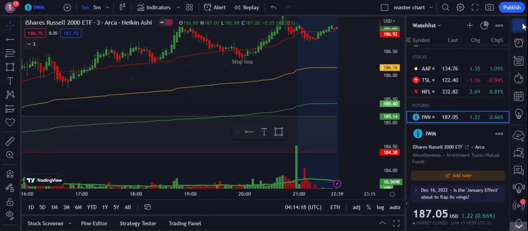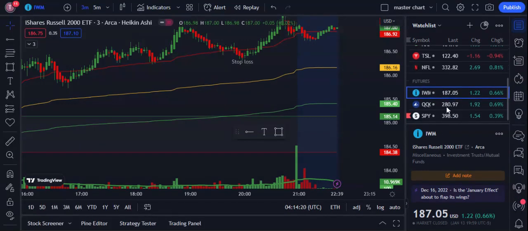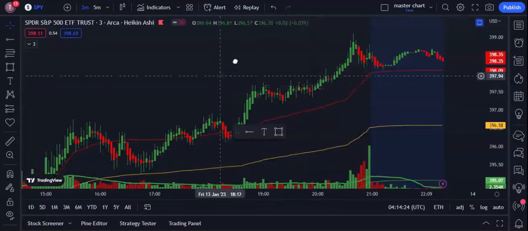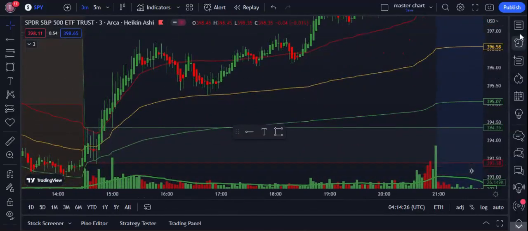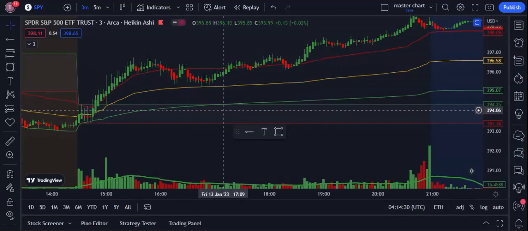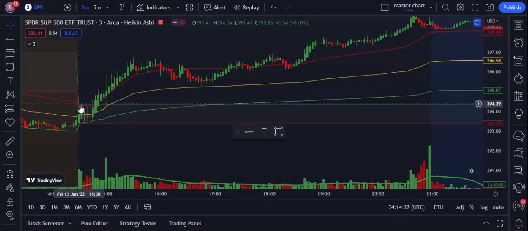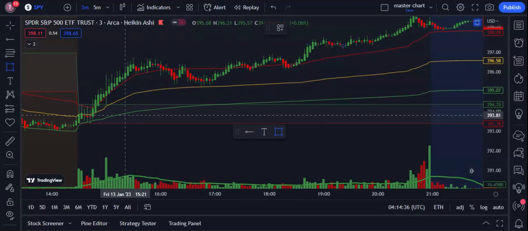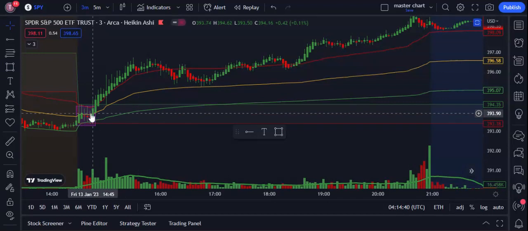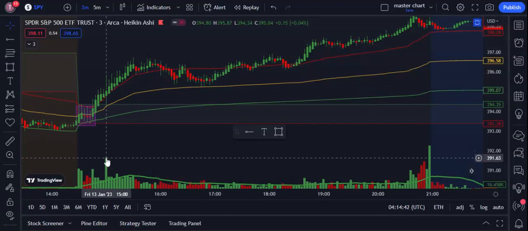And this is IWM. So if we were to do SPY for Friday, it would be the same thing. SPY ranged for a little bit right here. We're going to use our rectangle. Once it breaks out of the rectangle, whether it's up or down, that's when we take our position.